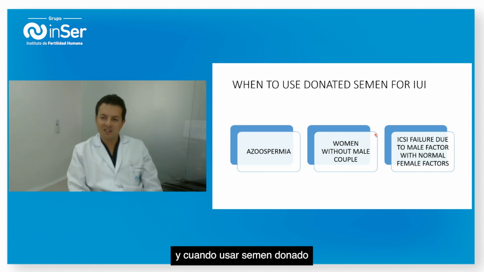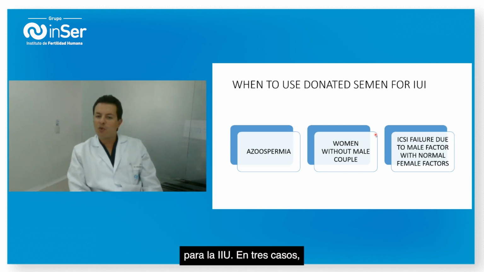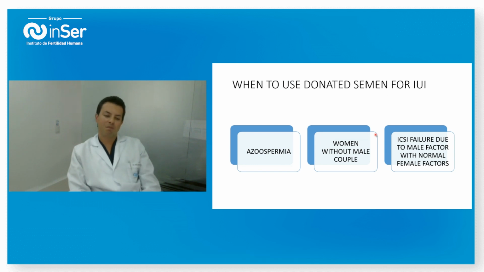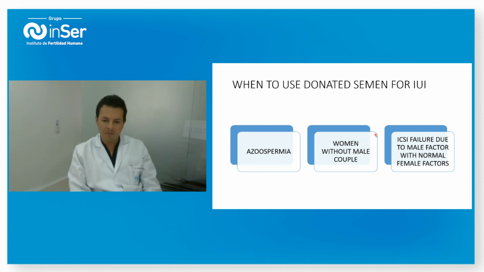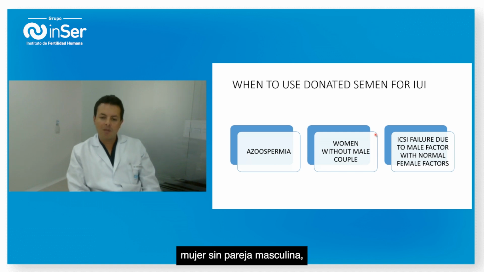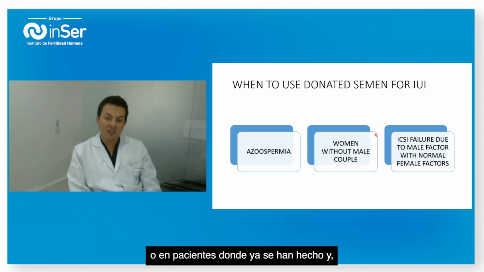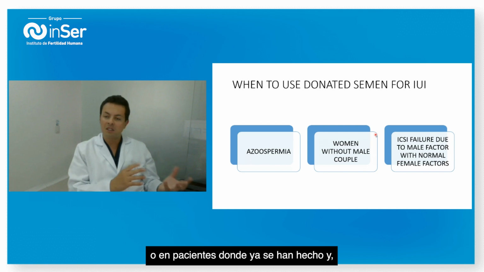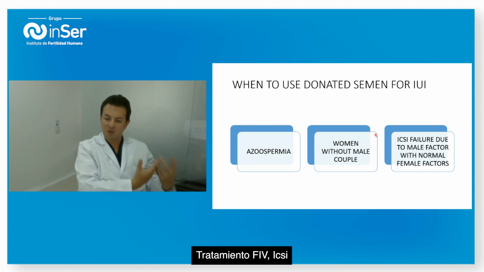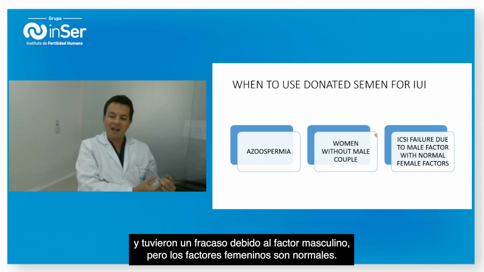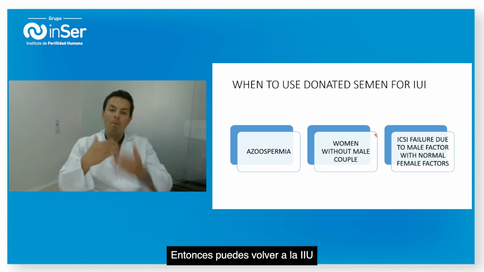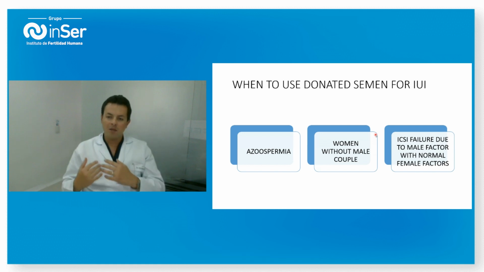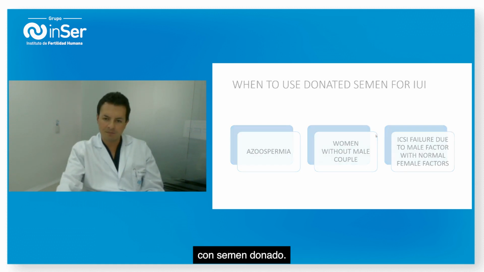And when to use donated semen for IUI? In 3 cases. Couples where the male factor is azoospermia, women without a male partner, or patients who have already done an IVF treatment with ICSI and had a failure due to male factor, but the female factors are normal. Then you can go back to IUI with donated semen.